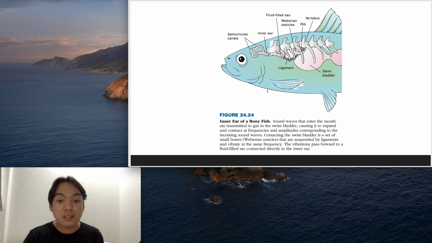And these are the structures of the inner ear of your fish. The sound waves enter the mouth and are transmitted to the gas in the swim bladder, causing it to expand and contract at frequencies and amplitudes corresponding to the incoming sound waves. These are the Weberian ossicles.